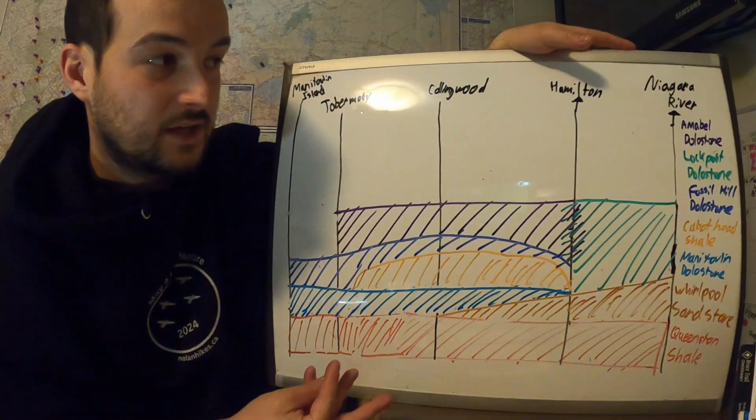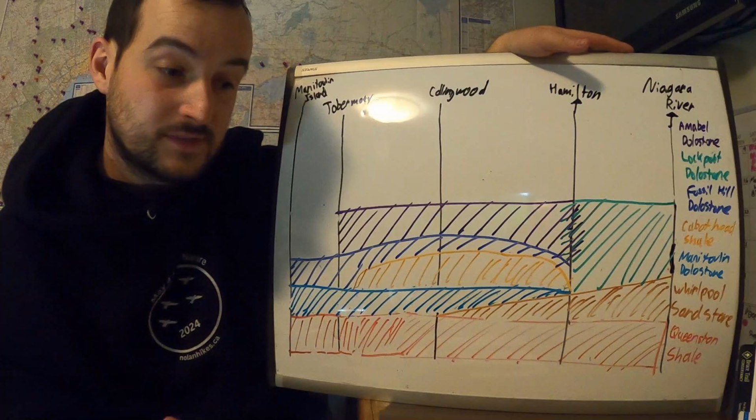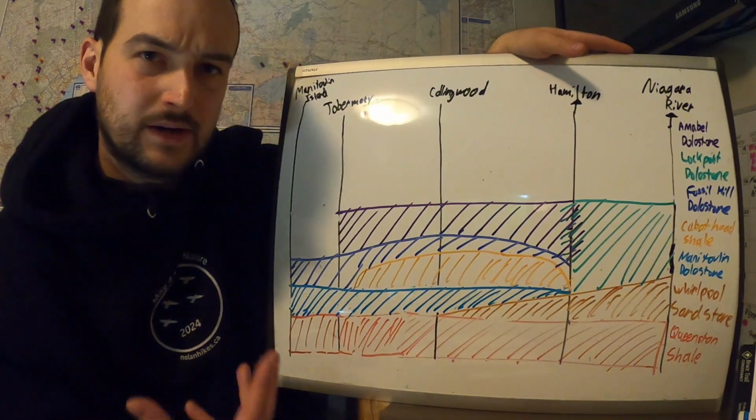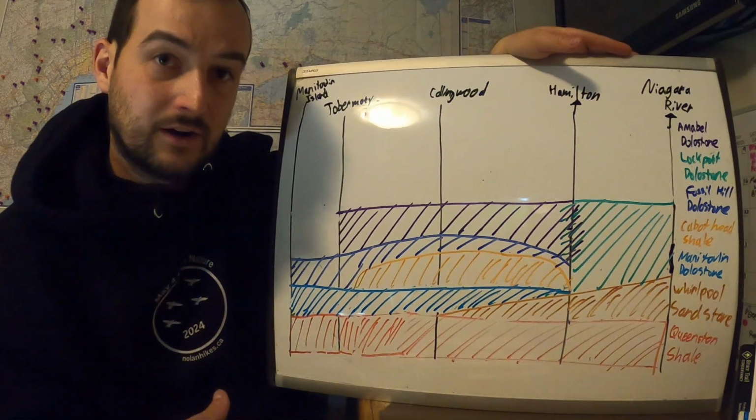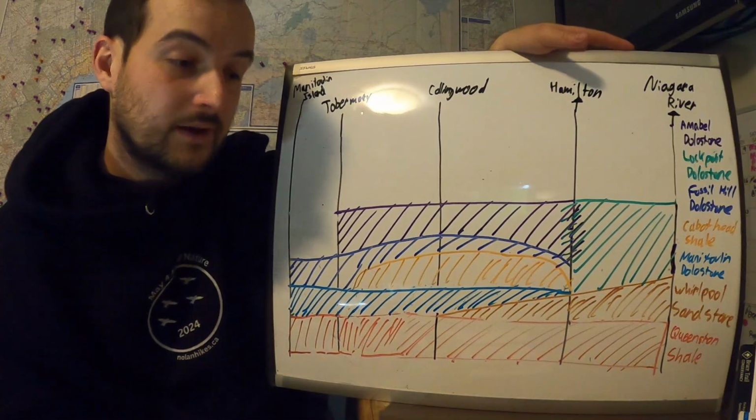And now the Cabot Head Shale, it was formed near shore in a very muddy environment, and as the water came and went, it kind of created a little clear area. That's how most of the dolostone was formed there.